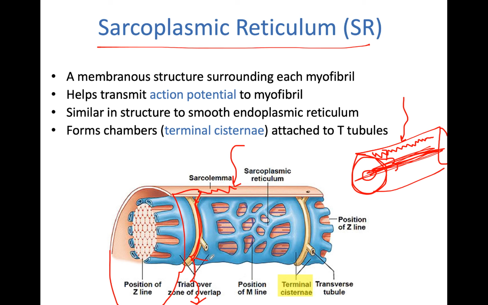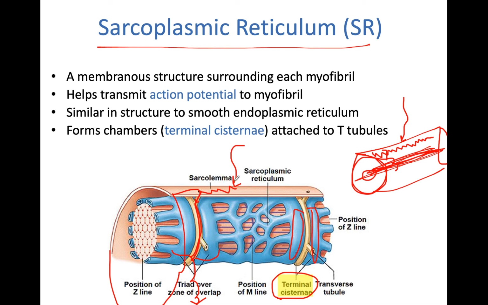On the right and the left of the T-tubules, you have this thick portion here, and here. Those thick portions are called terminal cisternae. The whole blue structure as a whole is called the sarcoplasmic reticulum. I'm repeating this a bunch of times because you have to know it.